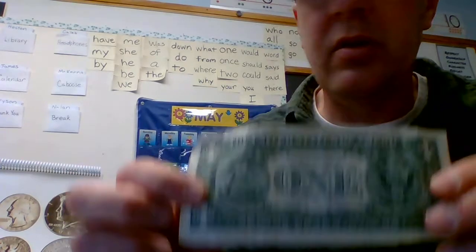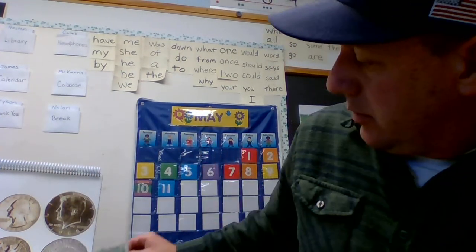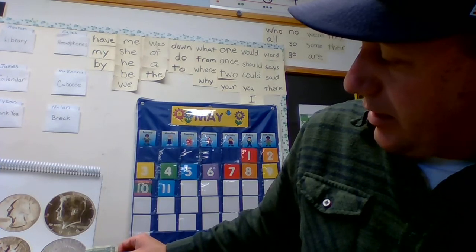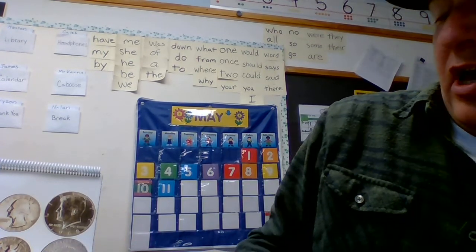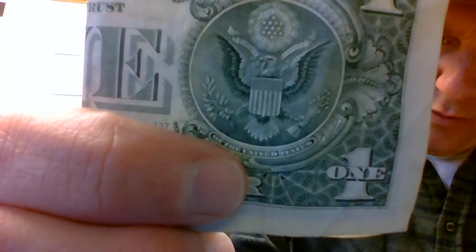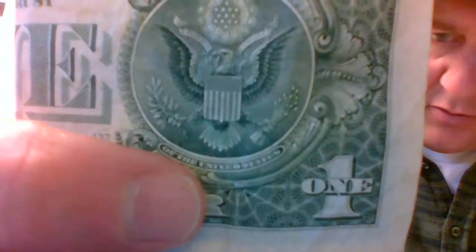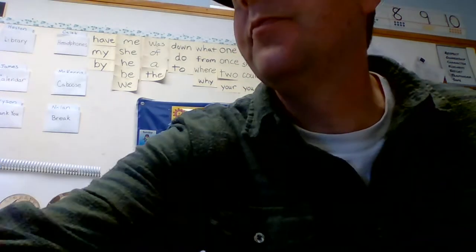Here's a dollar bill, and we'll look at a dollar bill later, but here's the seal again. It's very similar to that, and it's hard to see it on a $1 bill, but it's up in that little ribbon above his head. E pluribus unum. I don't know. It's really hard to see on video.